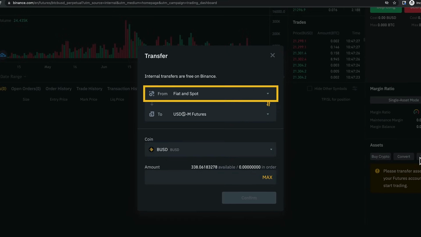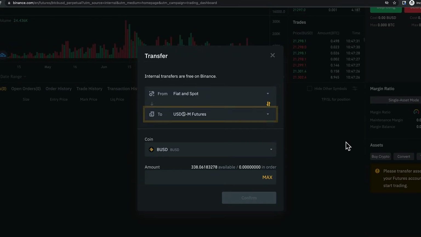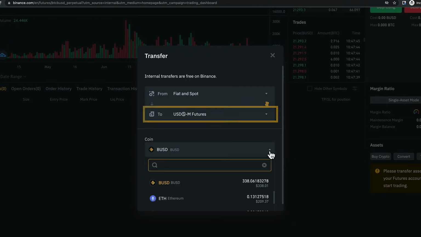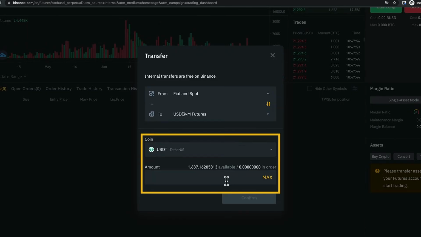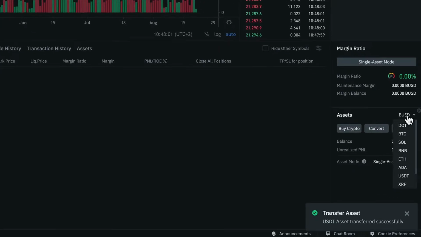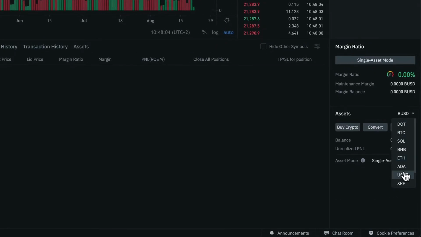Here we can choose where we want to transfer from. I'm going to choose my fiat and spot wallet. And I'm going to transfer to my USD-SM future wallet because I want to use US dollar stablecoins to trade. Here, as you can see, I have some US dollar Tether that I can transfer. So I'm going to choose USDT here. And I'm going to simply transfer over 100 USDT, which is equivalent to 100 US dollars. And now when I switch the assets window to show USDT, I can see that I have 100 USDT that I can now use and trade with.